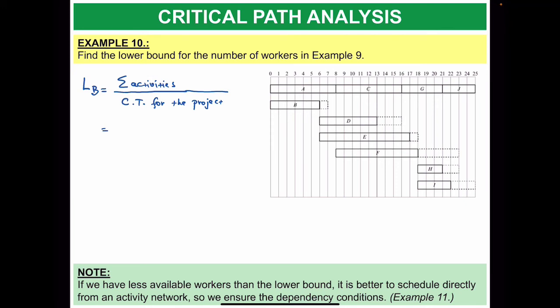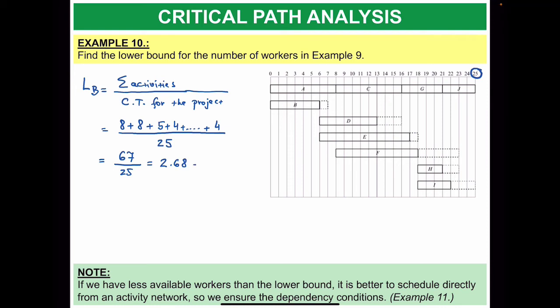So I just start at A, which is 8 hours or 8 days. C activity is 8 up to 16, so 8. Next one is G. G is 5 hours. Next one is J, which is 4. And you will do this for every single activity, and then you will go all the way up to I, and I is 4. And then you divide it by the critical time for the project. In this case, it's 25 days or 25 hours. So when you add all of these, then you will get 67 divided by 25, which is 2.68.